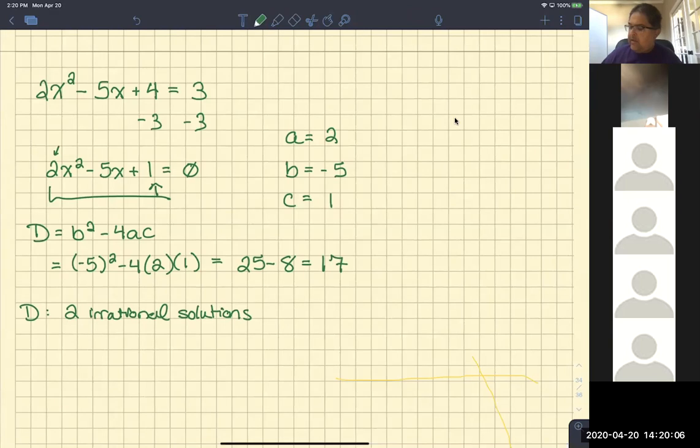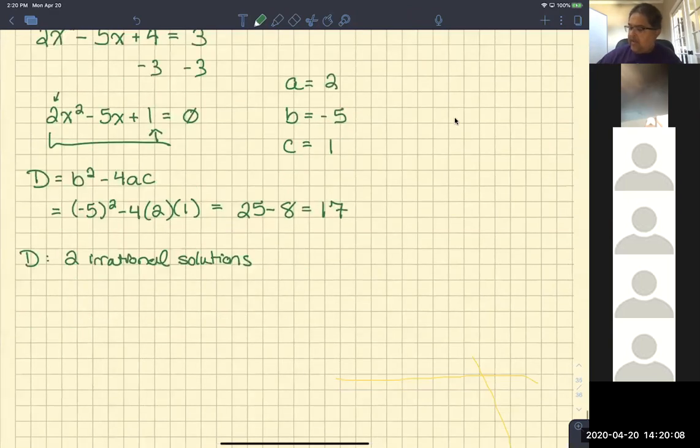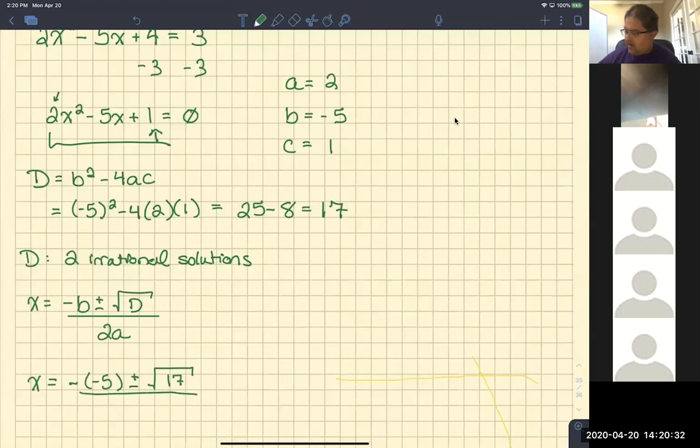Now, we have to calculate what x is. So remember, it's -b plus or minus the square root of the discriminant divided by 2a. So -b, so b is -5, so minus -5 plus or minus the square root of the discriminant, which is 17, over 2a.